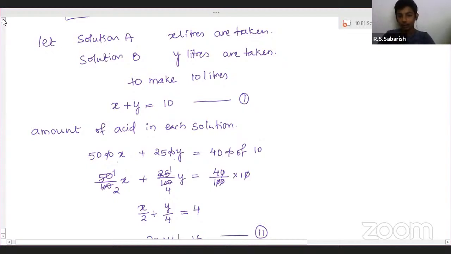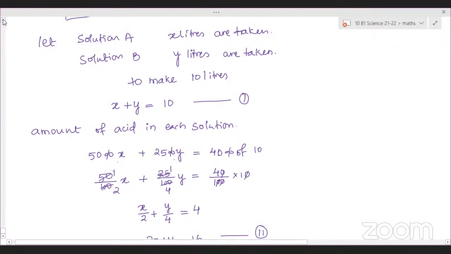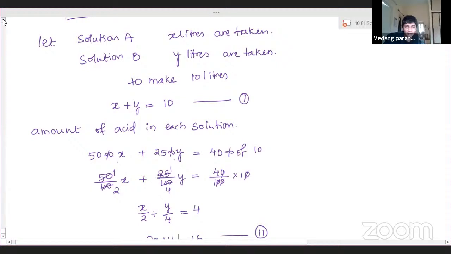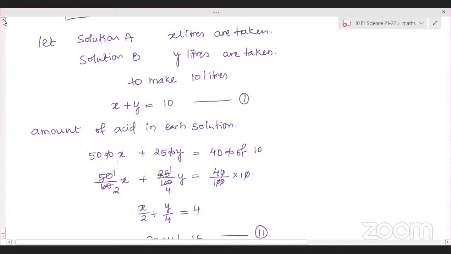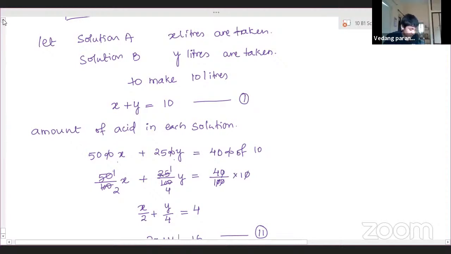And should we draw that? No, that is only for you. Yes, ma'am, we have to write from "let solution," right? Answer is X is 6 and Y is 4. Yes, right. Ma'am, that means 4 liters is taken from solution B.